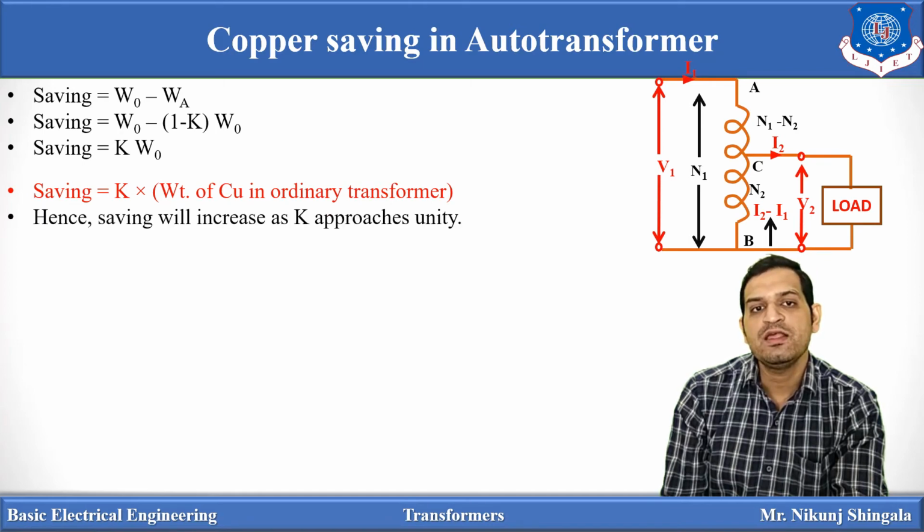So saving will increase as K approaches unity. If the value of K is 0.1 or 0.2, the saving percentage will be less. So the copper saving will be more in auto transformer if the transformation ratio is nearer to unity. That is the conclusion from this expression.